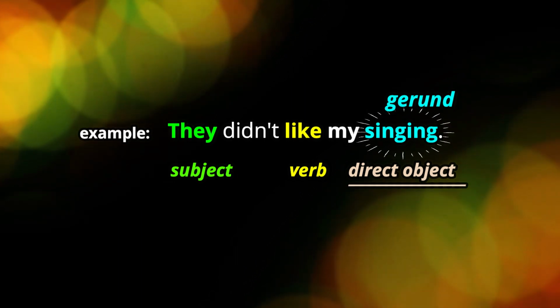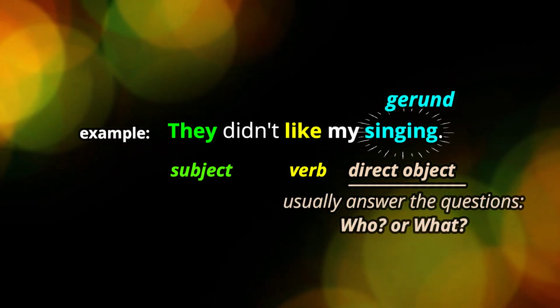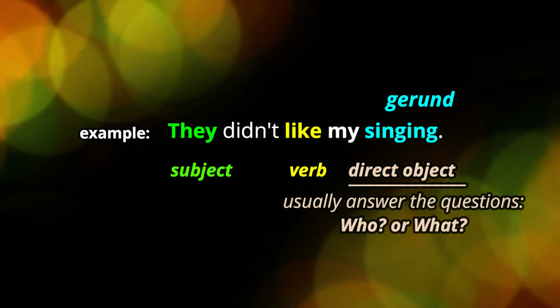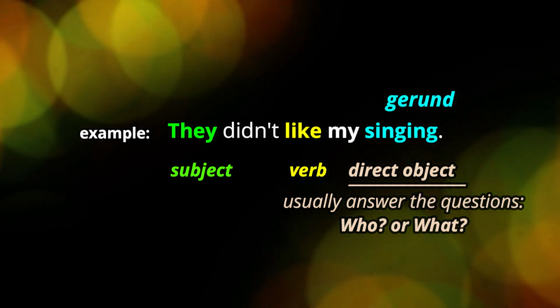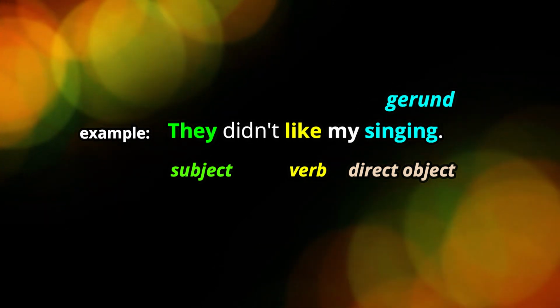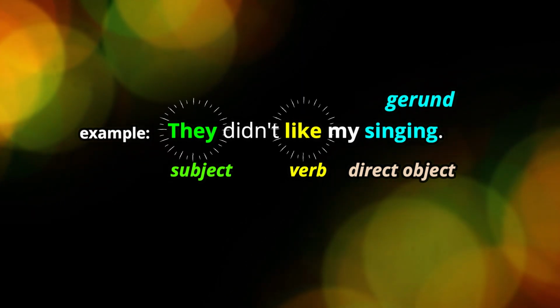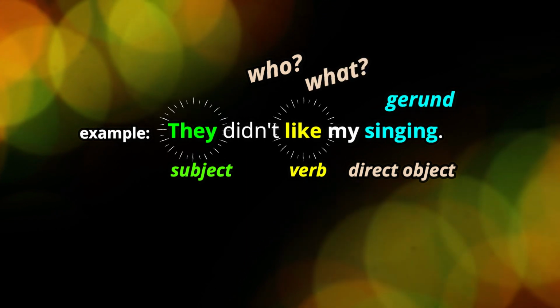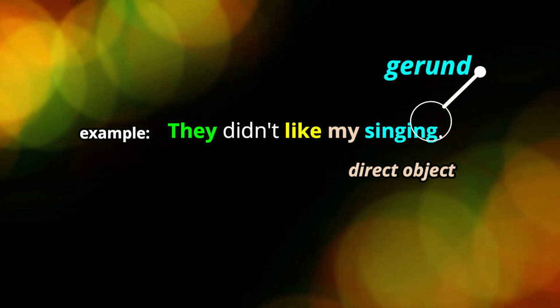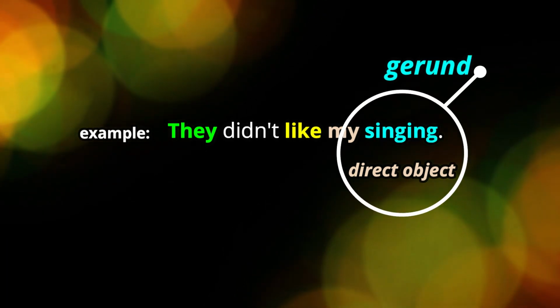And direct objects usually answer the questions who or what. So when we look at a sentence and we find the subject and the verb, so we say they didn't like who, they didn't like what, they didn't like my singing. So you can see that a gerund can act as the direct object of a sentence too.